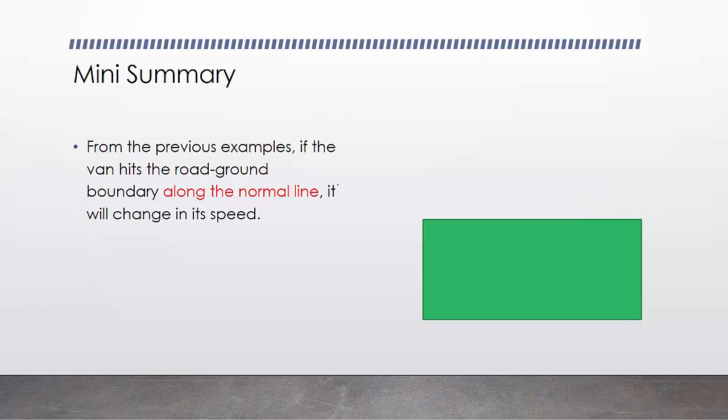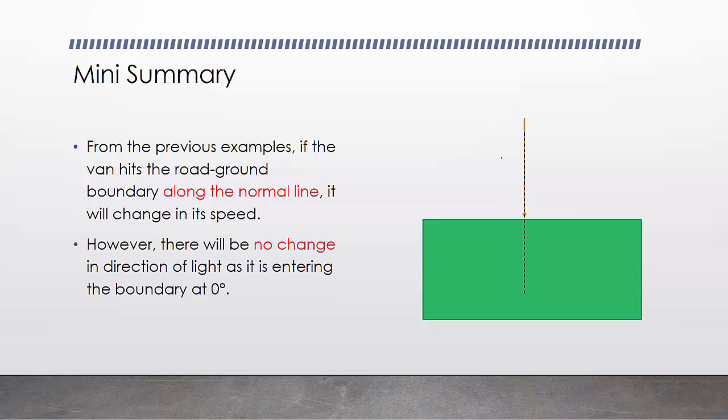So just a quick summary. From the previous example, if the van hits the road-ground boundary along the normal line, meaning that if it goes in a straight line like this along the normal line, it would still change its speed, but there will be no change in direction as it's entering the boundary at an angle of 0, so it will still go straight.